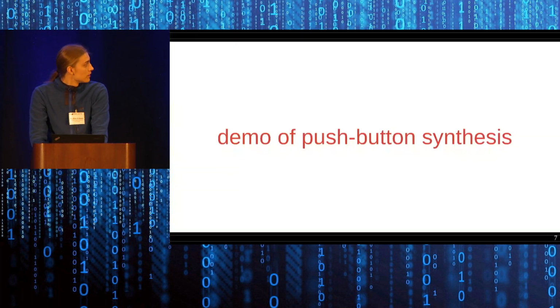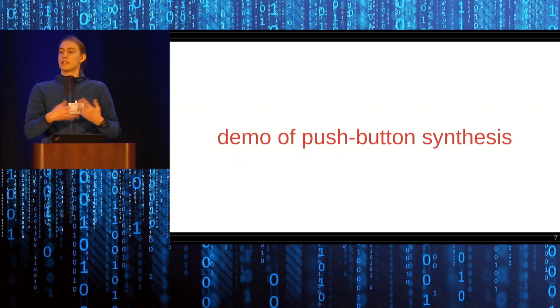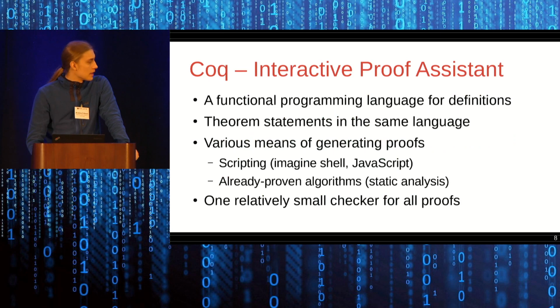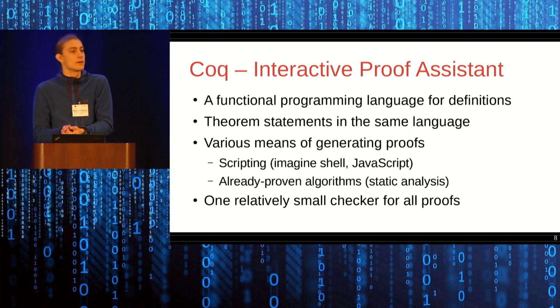Now, let's go back and look at what is actually going on under the hood to make this happen. At the center of our strategy is the Coq proof assistant. So the Coq proof assistant is made primarily for mathematics, also program verification. And at the center of it is a functional programming language in which definitions and theorem statements can be written. So there are no built-in verification conditions. You need to write your own code and then write what you want to prove about it.